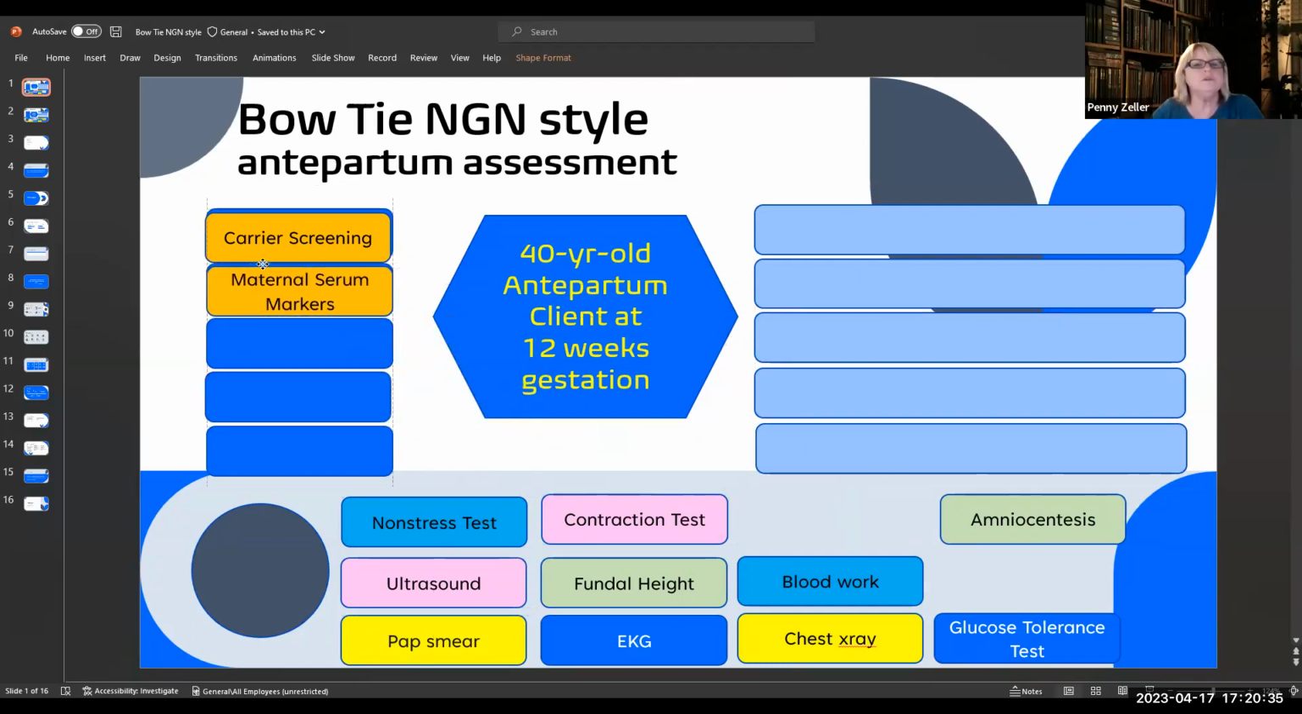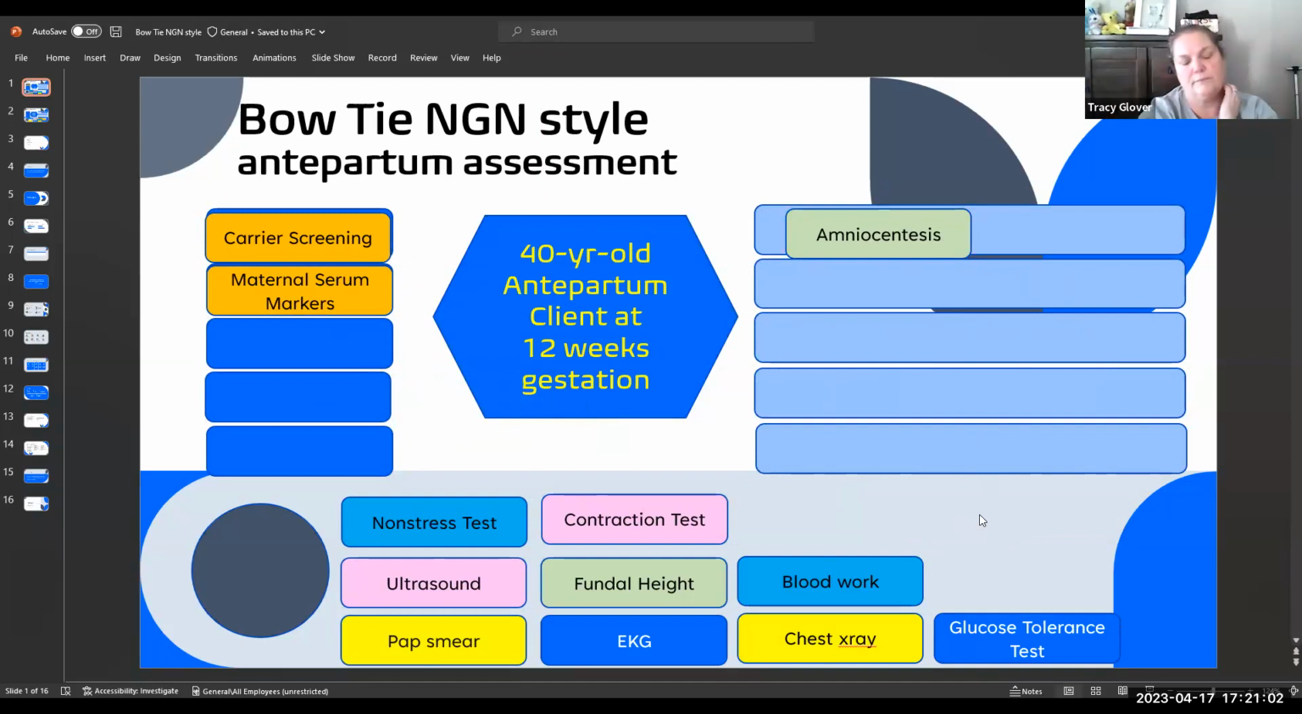So we check the mother's blood for AFP and HCG, remember those are the markers. If they're elevated, if the AFP or the HCG are abnormal, then we would do the amniocentesis, okay? All right, what else would we do for her?